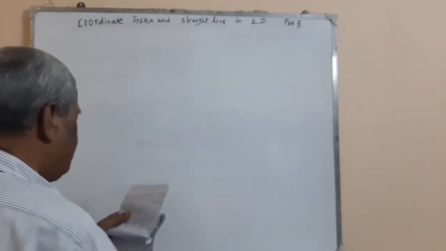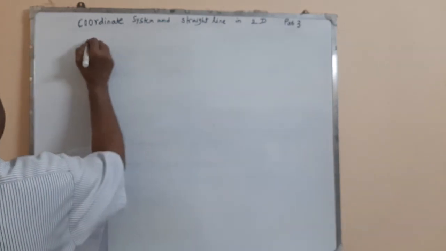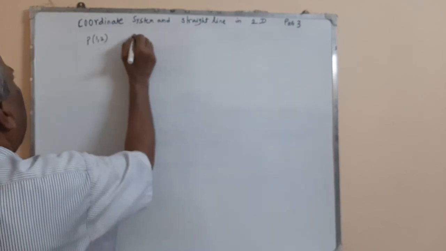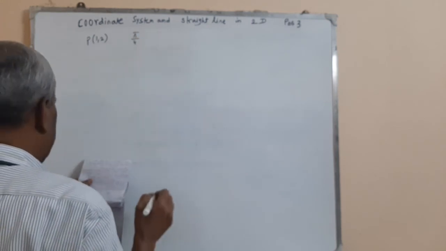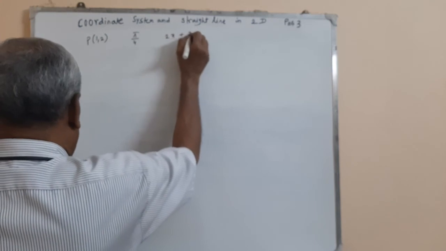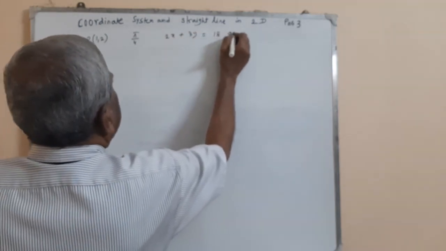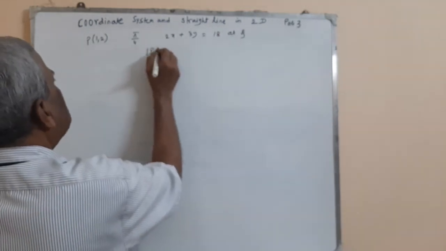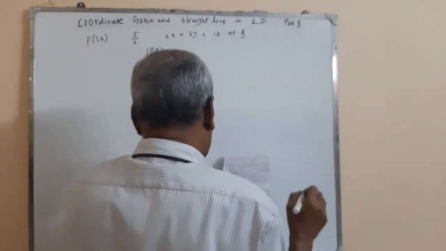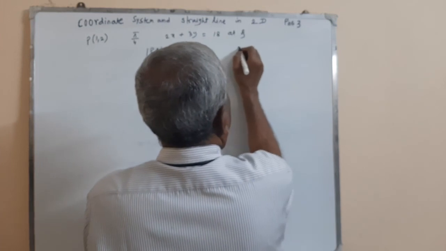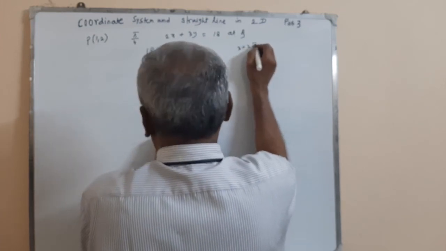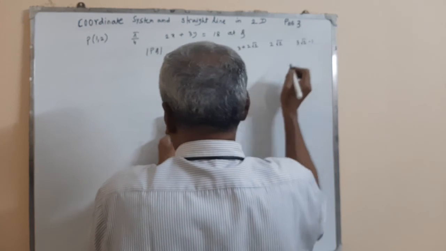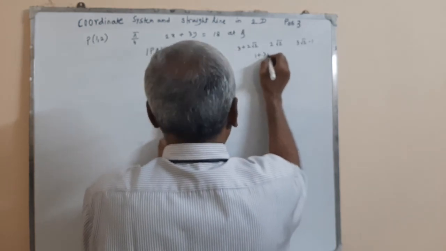For the next problem: a straight line through P(1, 2) and making an angle pi by 4 with x-axis meets 2x plus 3y is equal to 18 at Q. Then PQ, the distance between P and Q, is, options: 3 plus 2 root 2, 2 root 2, 3 root 2 minus 1, and 1 plus 3 root 2.